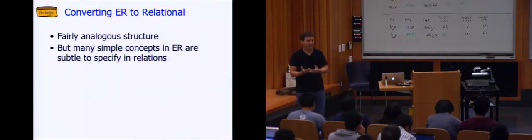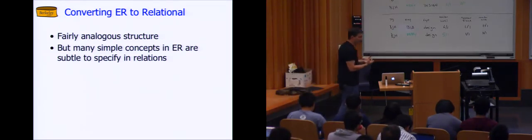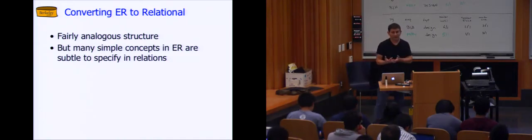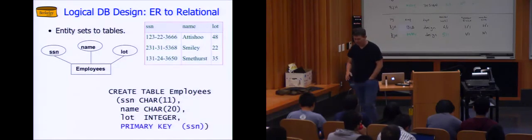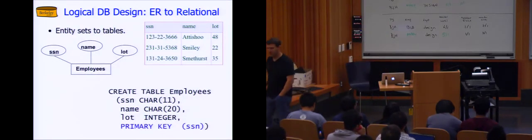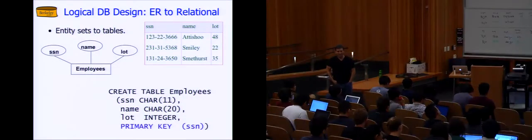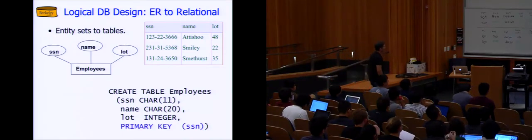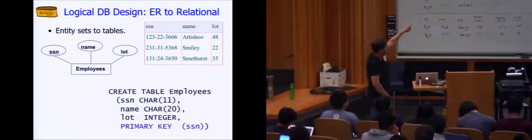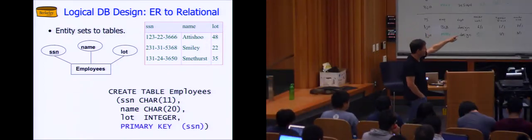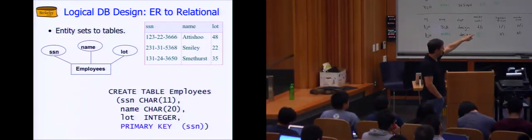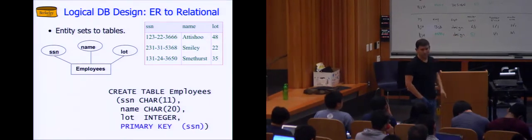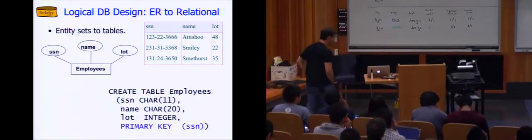Let's make that very concrete now. How do entity relationship diagrams and their constraints get captured by relational tables and their constraints? And it starts out dead simple. An entity set is a table. The key of the entity set is the key of the table. So here we go. Entity set, Employees, social security number is the key. There's the SQL: social security number, name, lot, primary key social security number. It's that simple. All right, so that's fine.